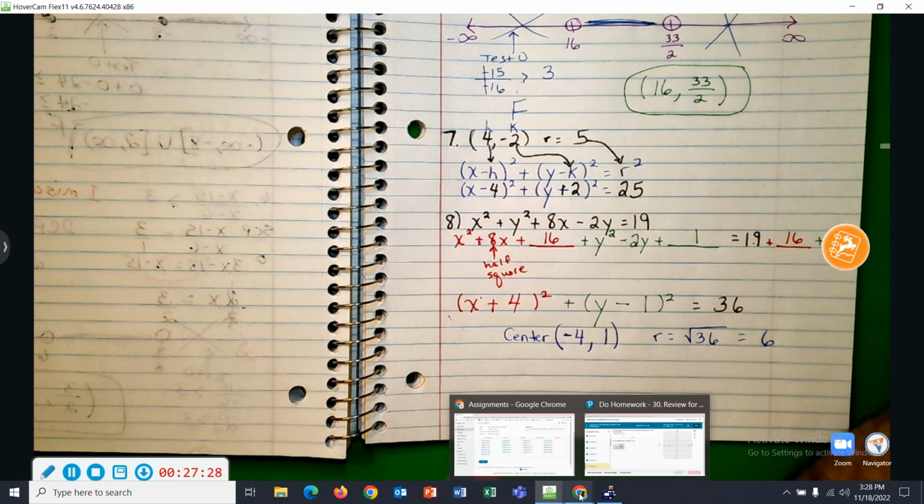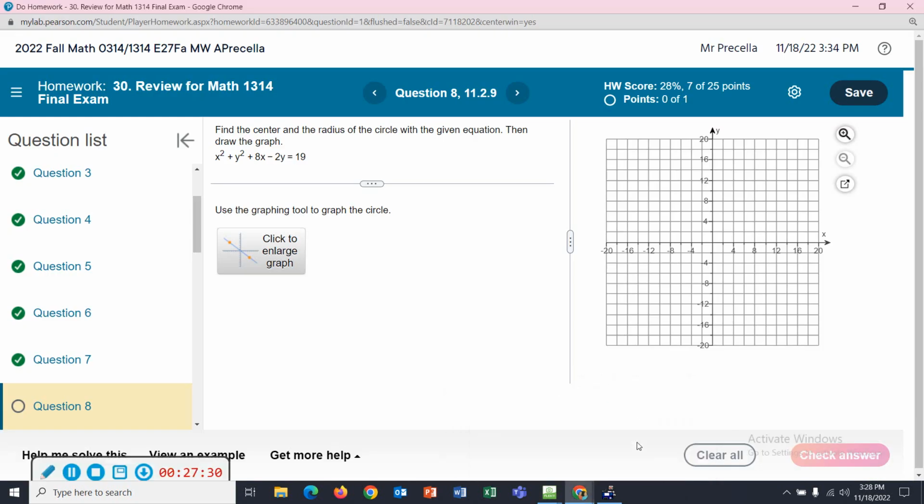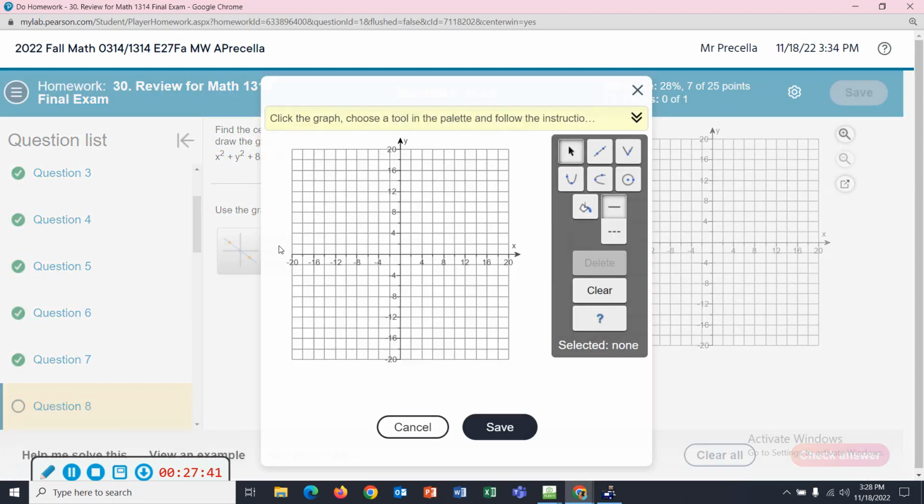So, type in that answer in. Oh, wait, we don't type it in. We're just told to graph it. Well, to graph it, you plot that center. Oh, let me do this.